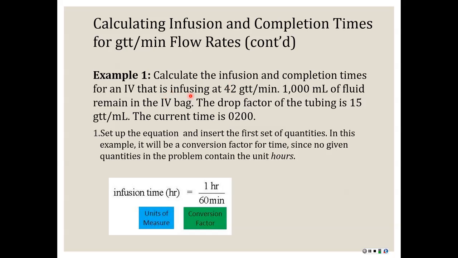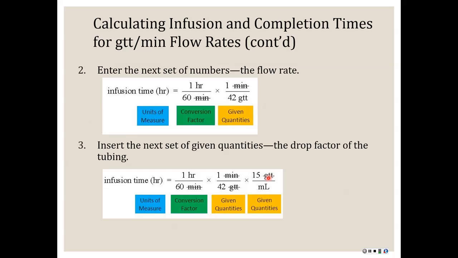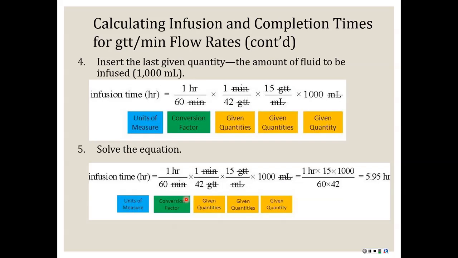We're getting this right here, that this is what the IV is infusing at currently. This is again that standard piece of information that can't be split up or separated. And then we need to know what the drip factor of our tubing is. And so our drip factor is 15 drops per mil. I know that 15 goes on top because I have drops down here, and I need to have drops up here then. I can go ahead and cross out all of my labels that are able to be eliminated, and we would take 15 divided by 60 divided by 42.